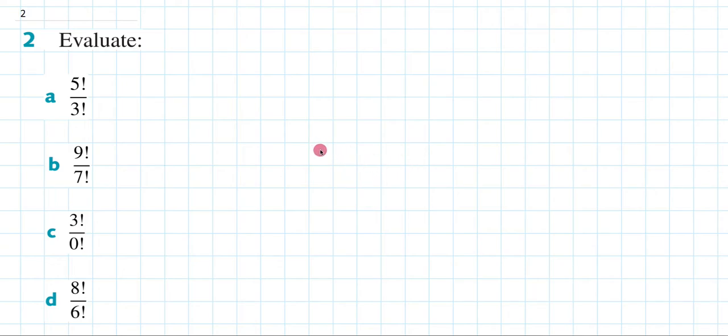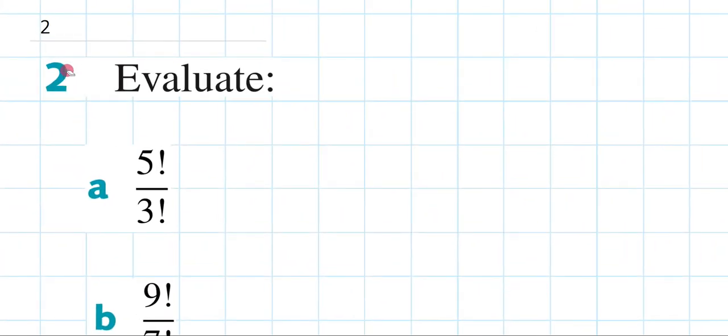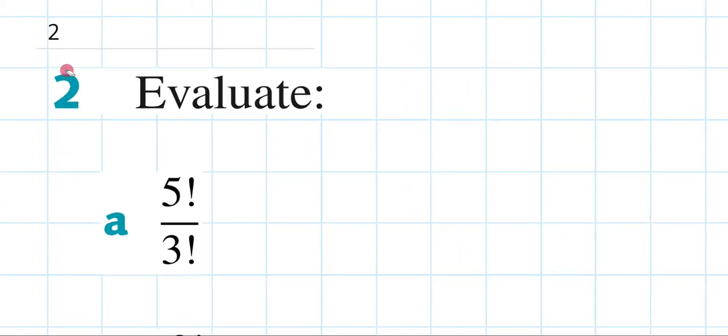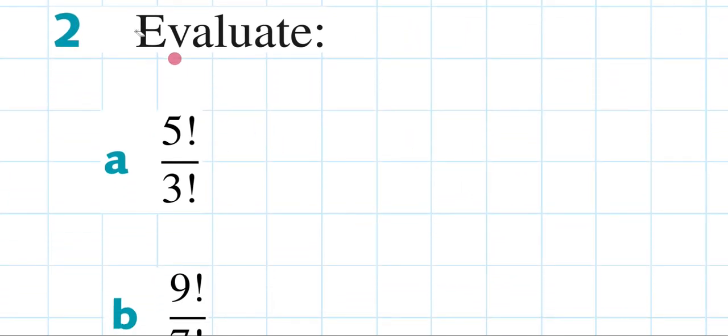We are doing exercise 10B, and in this video we'll be answering question 2. So let's zoom in here and see what we've got. We're asked to evaluate, and right here we have 5 factorial over 3 factorial.